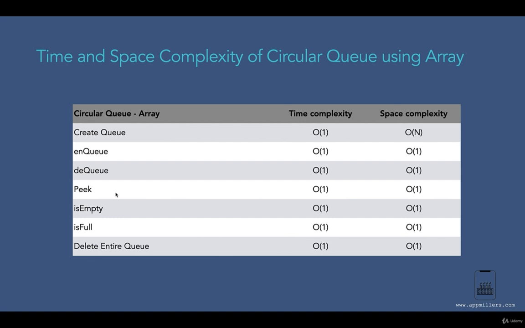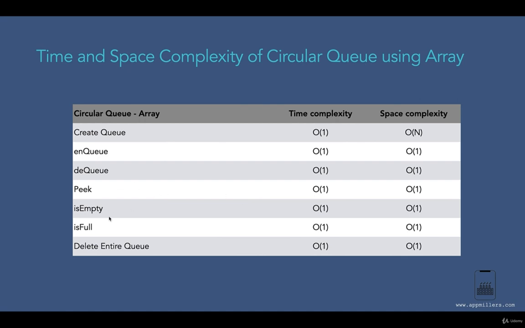Now the next method is peek method. In case of circular queue, peek method returns the first element from the queue without deleting and without touching that element. Accessing an element in the array takes O(1) time complexity. So if we access the first element in the queue, this will take O(1) time complexity. Similarly, the space complexity is also O(1) because here additional memory is not required to perform this operation.